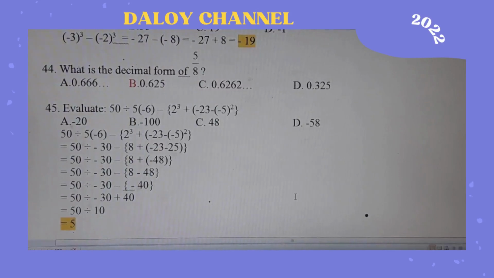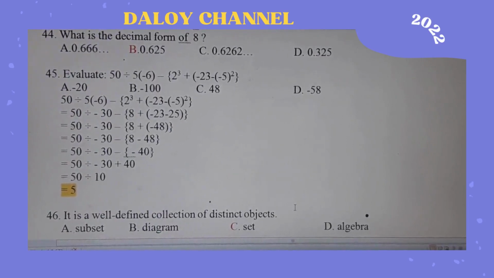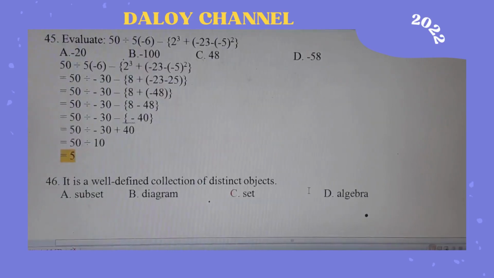Number 45. Evaluate 5 divided by 5 times the quantity of -6 minus the quantity of 2 cubed plus the quantity of 23 minus -5 squared. I think in this question, the obtained answer to the solution is not found in the options. So there's something wrong with the question or the options.